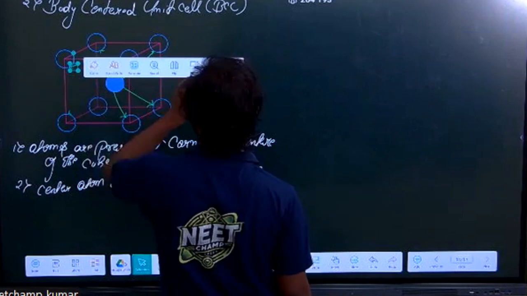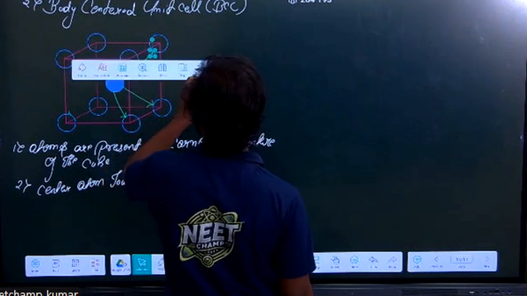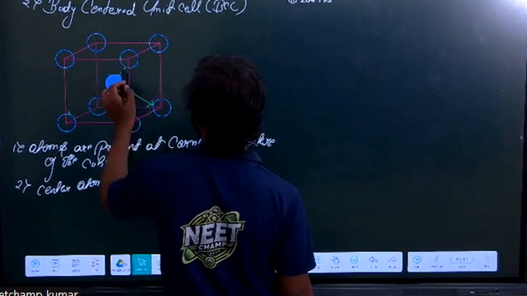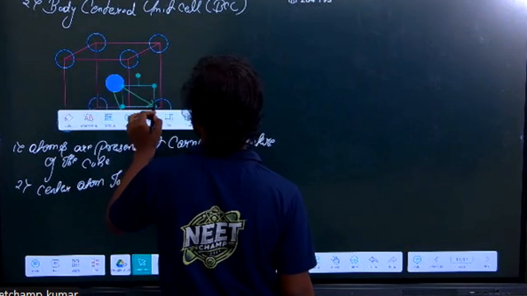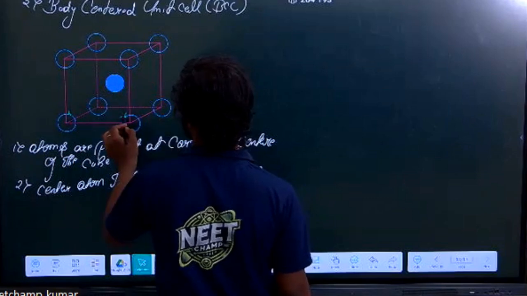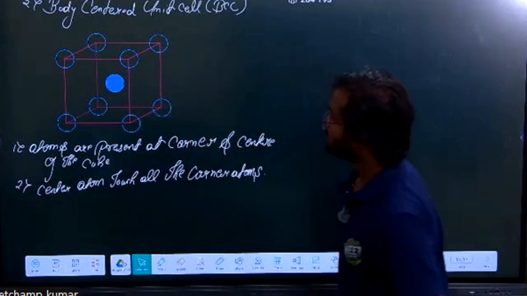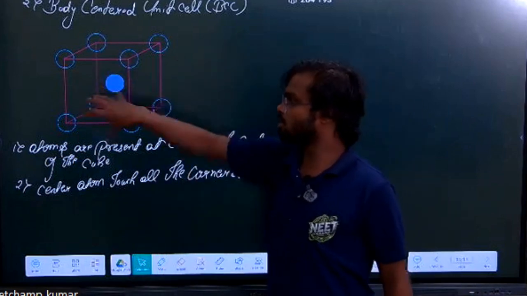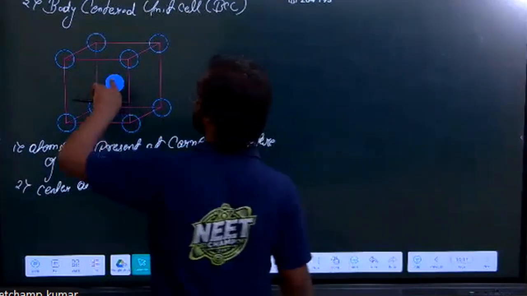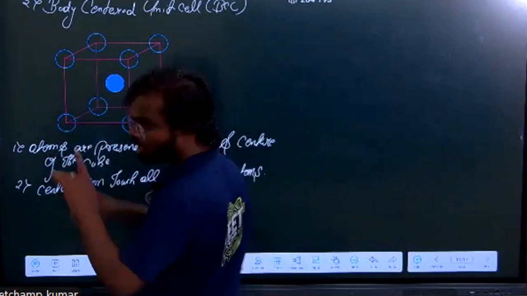It is only touched by the center atom. The center atom is going to touch all the other atoms. Corner atoms will not touch each other, only the center atom does. This is the center atom, and it will touch this atom, this atom, and all of these atoms.